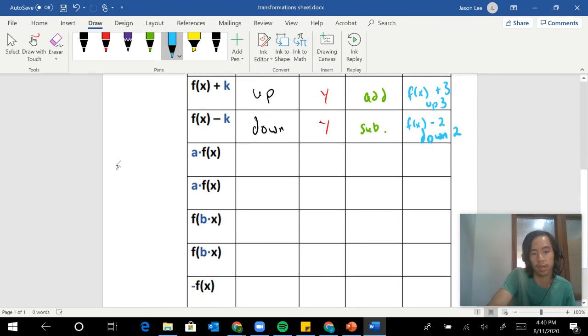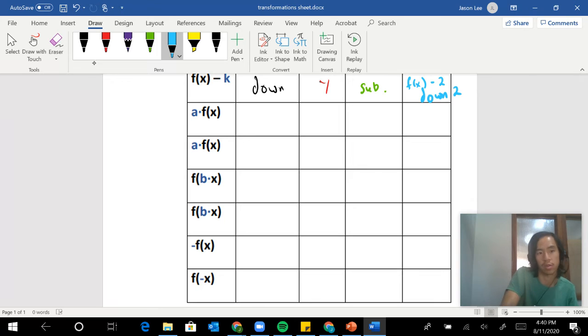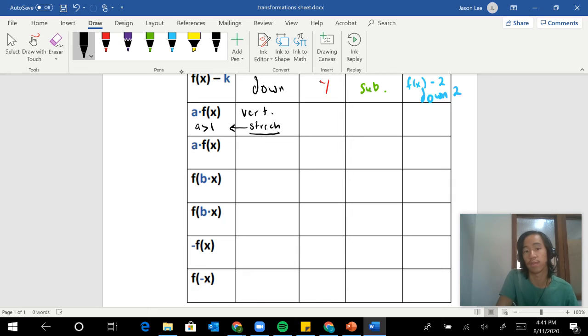All right, let's get on to some of these stretches and compressions. So we've got a times f of x. This is going to be a vertical stretch, and it's only going to be a stretch if a is greater than 1. It's vertical, so it's going to affect the y coordinate. And we're not going to add or subtract, but instead we are going to be multiplying.